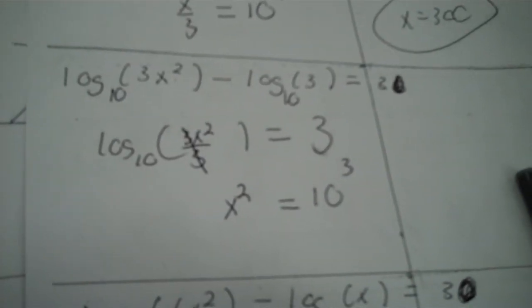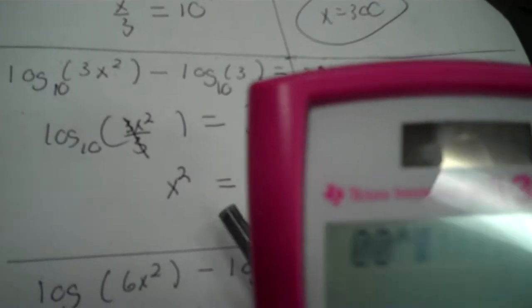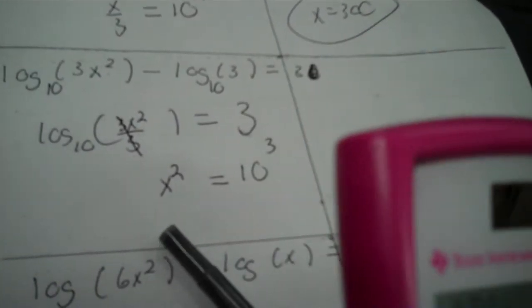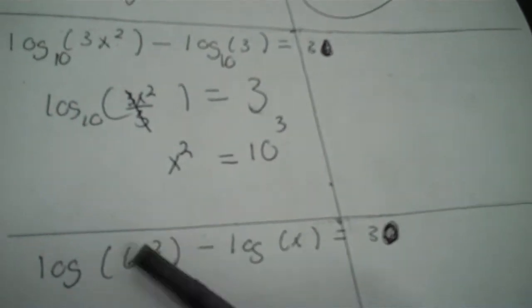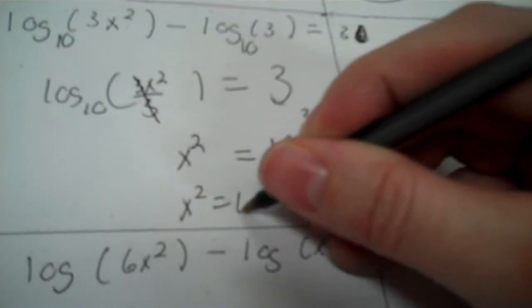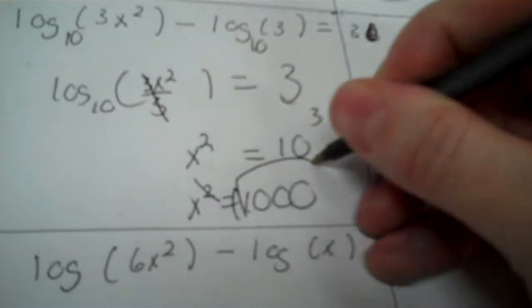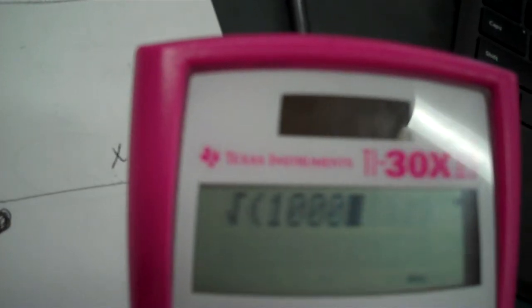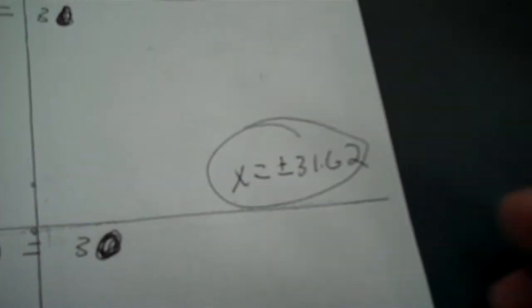10 to the third power, okay? Thousand, okay? Find the square root of 1,000, and you can just do it like this. You don't have to write it in simplified form. 31.62, and whenever we square root, it could be a positive or a negative.